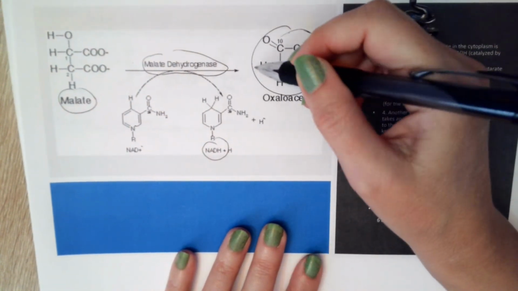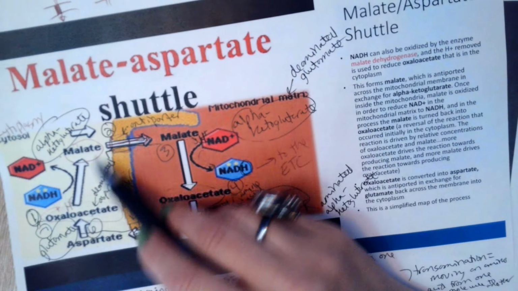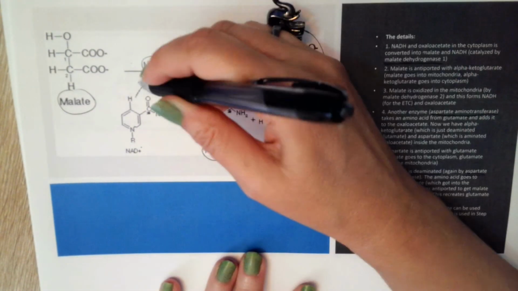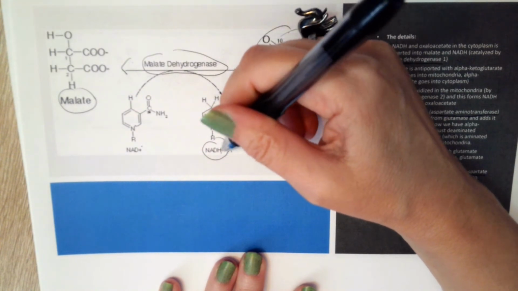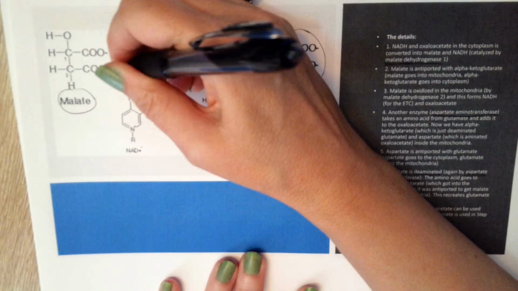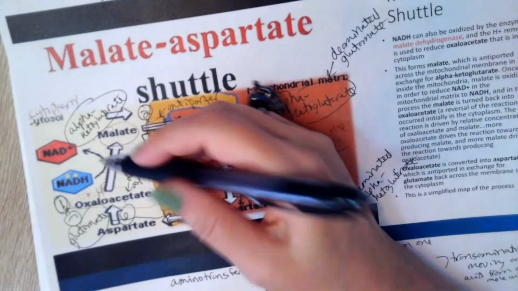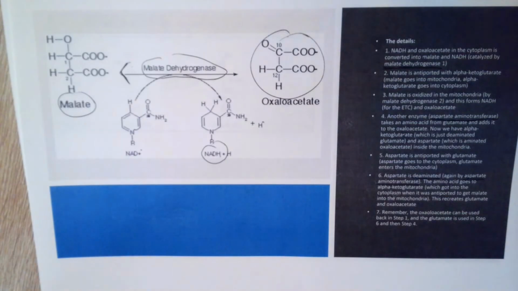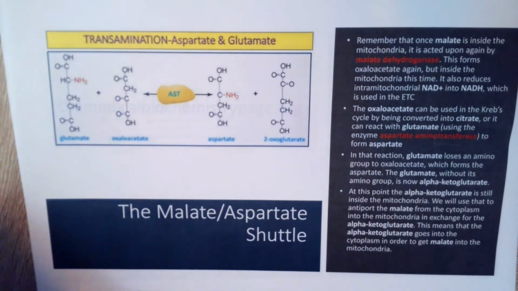But remember, over here in step number 1, we did it in the reverse way. So we can also take that oxaloacetate. That oxaloacetate can take a hydrogen from NADH, giving us malate and NAD. So just to show that we are having these reactions happen this way in the cytoplasm and then backwards once we get into the mitochondria. Okay, a little bit more complicated than the glycerol phosphate shuttle.